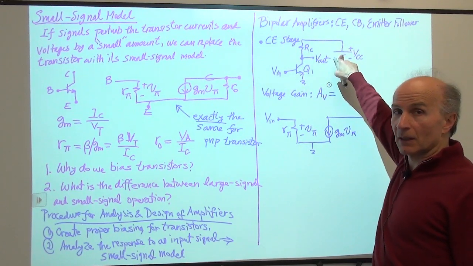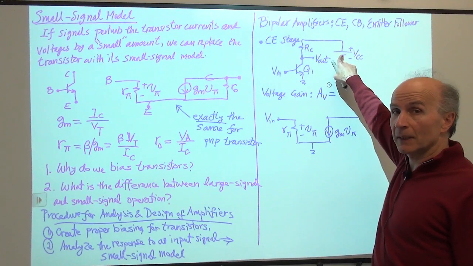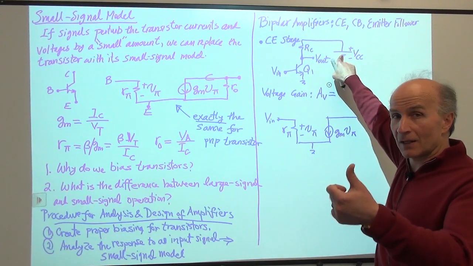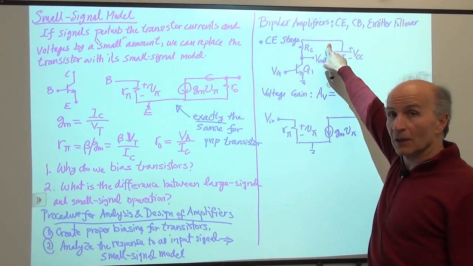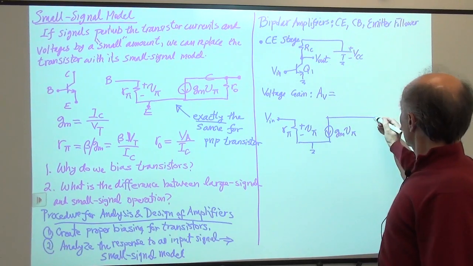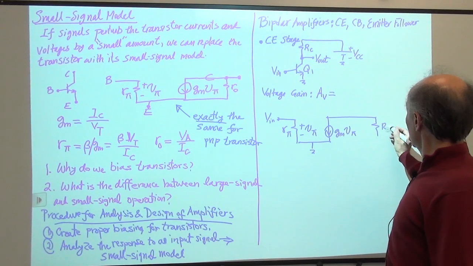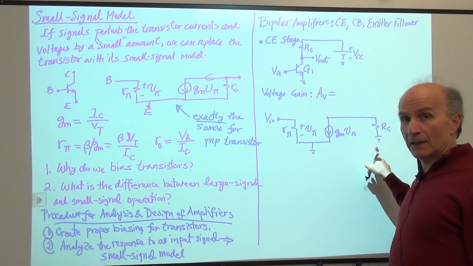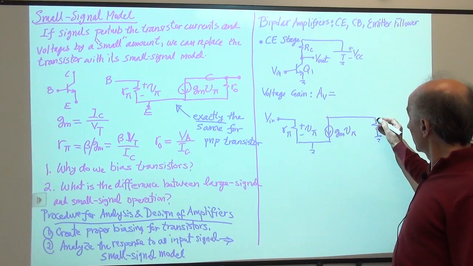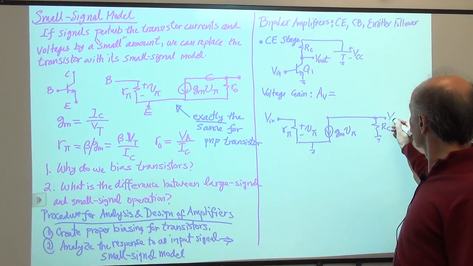The battery is set to 0 because it's an independent and constant voltage source. So when I set this to 0, it becomes an AC ground. So our resistor RC goes to AC ground. This is real ground. This is AC ground. And the output voltage is taken here.